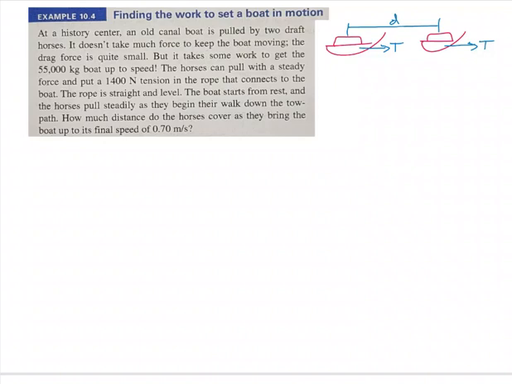All right. What else do we know? Velocity initial, velocity final. We don't know its weight, but we do know its mass: 55,000 kilograms. What else do we know? The final speed. Okay, so VF is 0.70 meters per second. What else do we know? VI equals 0. Okay, good.